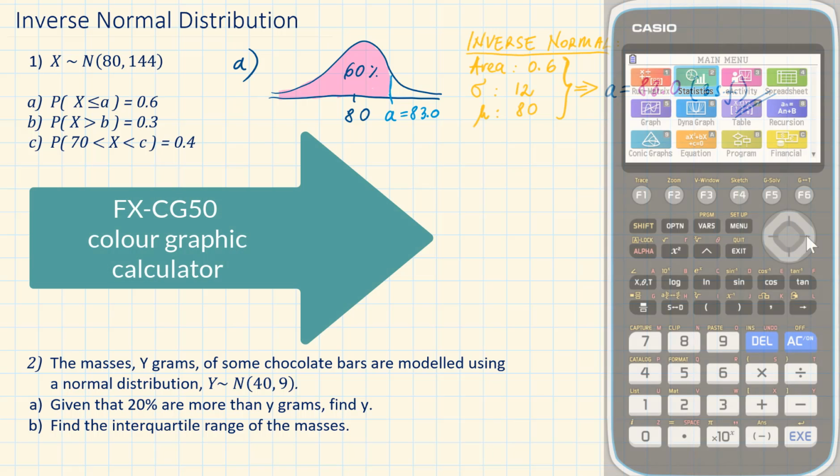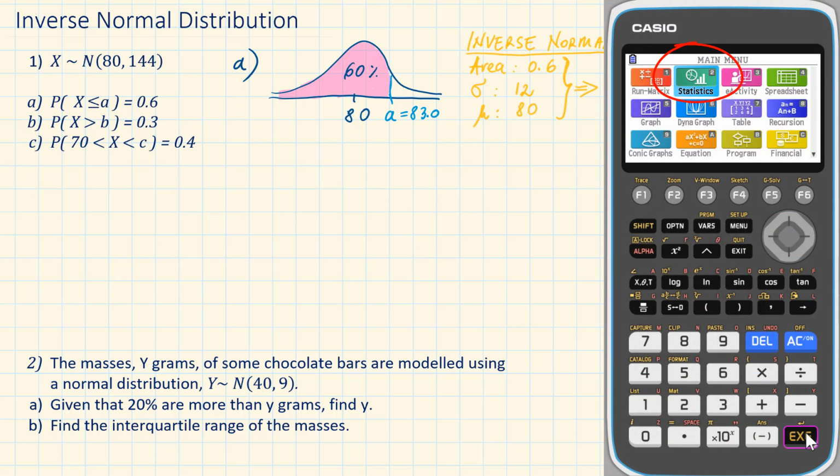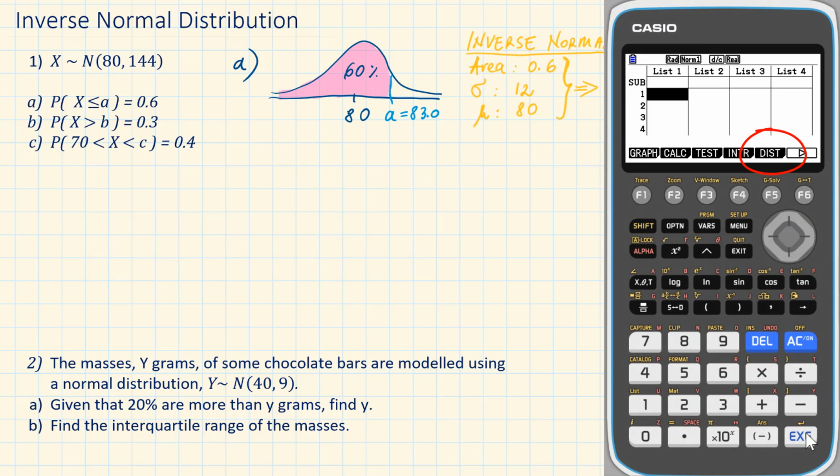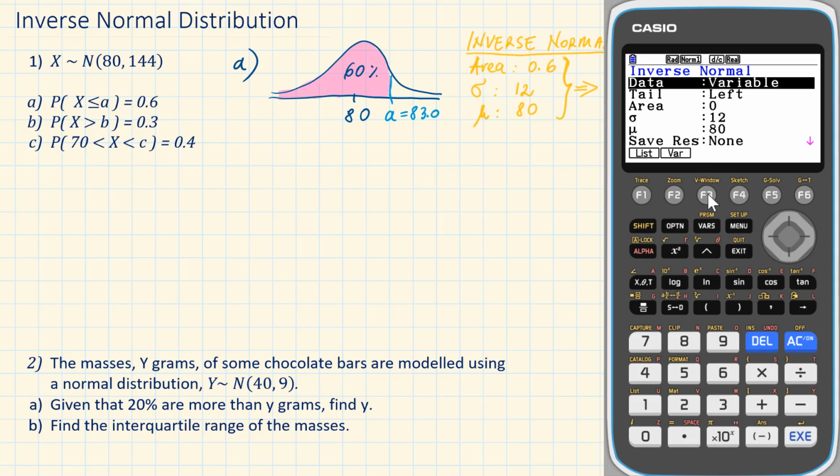On our graphical calculator, we go to Menu, then 2 for statistics. Then we can see on the screen dist. This represents the distribution, so we press F5 to select this. Then F1 for normal distribution, and F3 for inverse normal. Here we have two options for the data entry. We have to make sure that we select F2 for the variable.